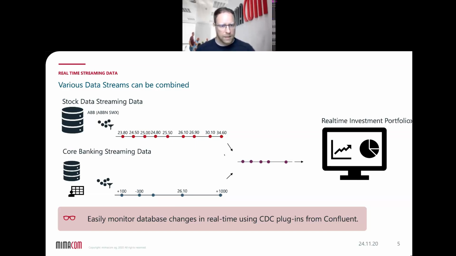What's nice here is we can do that with very little programming, because Kafka and the Confluent platform offer so-called CDC, change data capture plugins, where we can easily connect to a database, or for the stocks over some HTTP API, and then get the data mostly in real time.